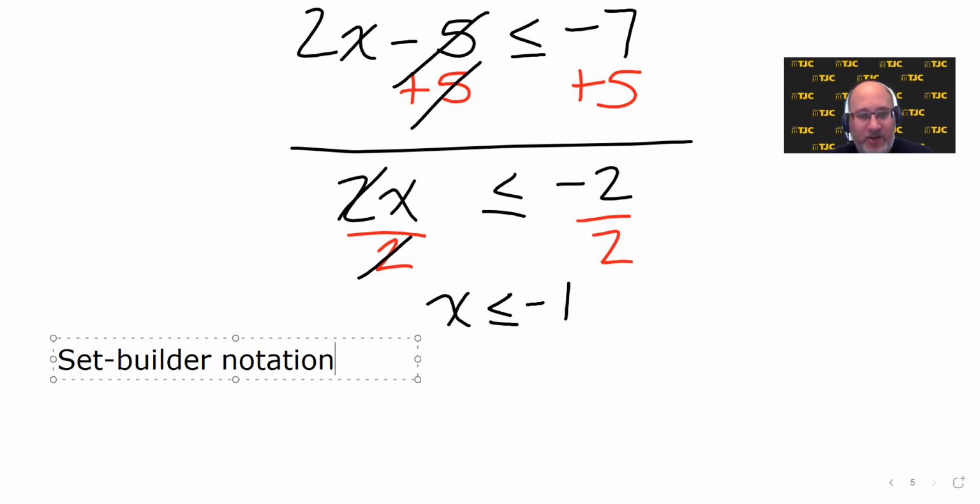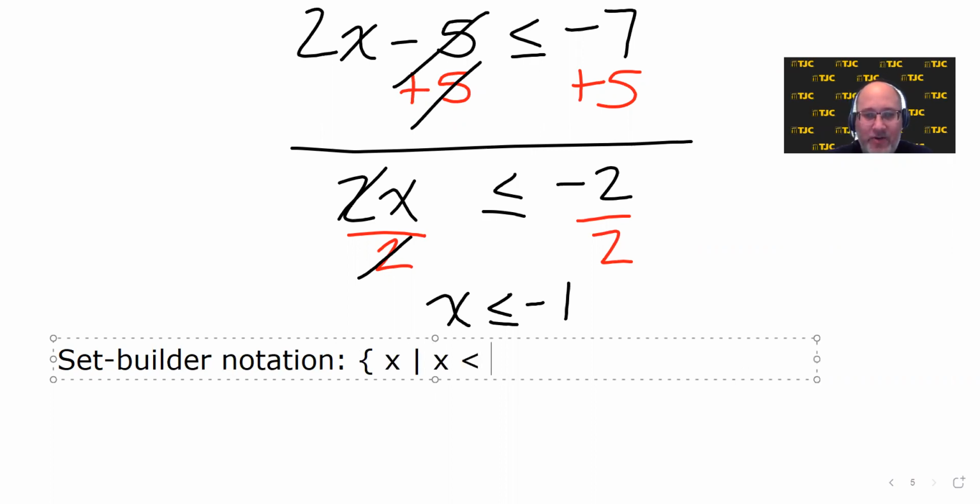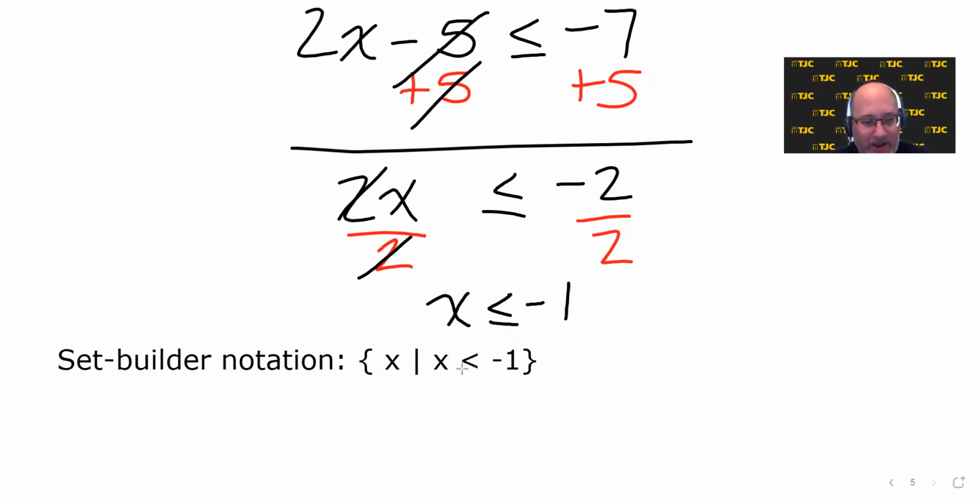So set builder notation would be the set of, move this bar over, x's such that x is less than or equal to -1. I know I typed less than. The word processor in Zoom will not allow me to type less than or equal to, but I can draw a little line under it to make it say less than or equal to.